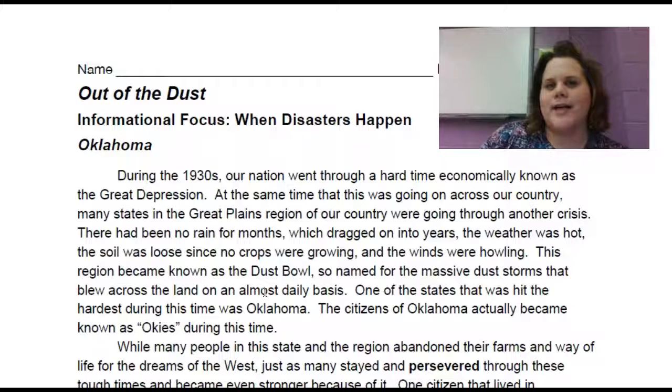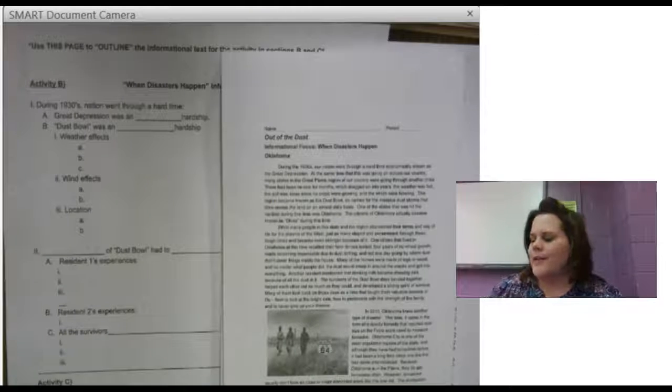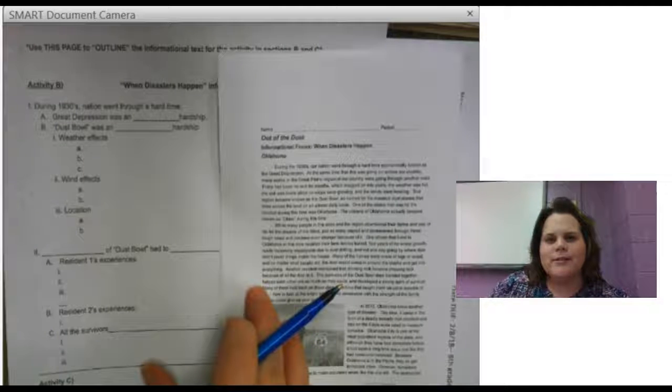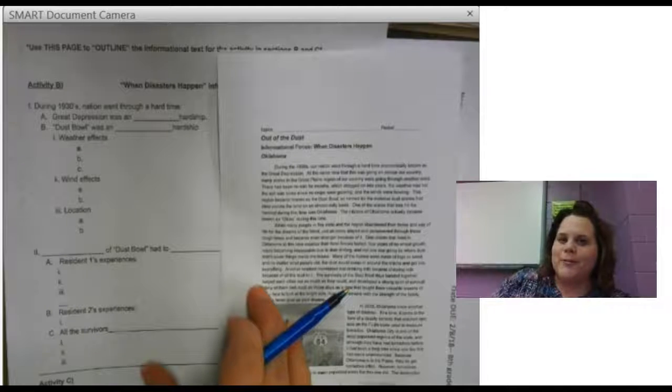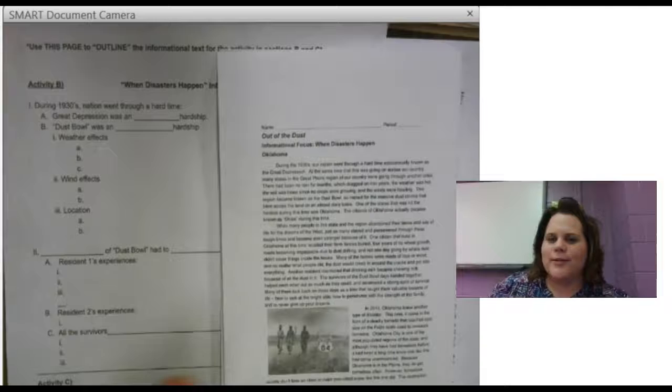So I'm going to switch to the actual papers. Make sure you have the text that says When Disasters Happen and the outline. Okay, so now that you have both actual papers ready to go, it's much easier for you to see them on your own paper probably than on the screen. But here's kind of what we're trying to do.